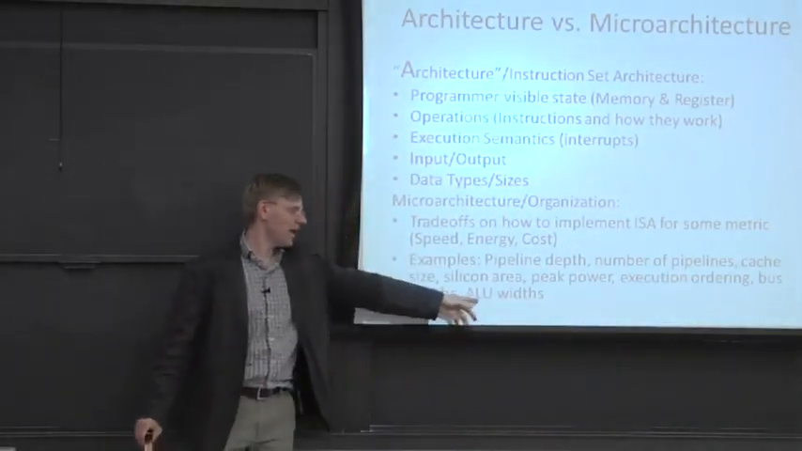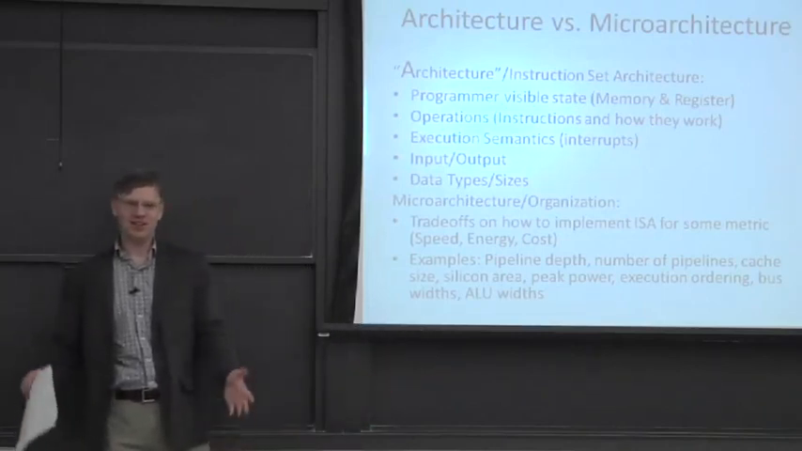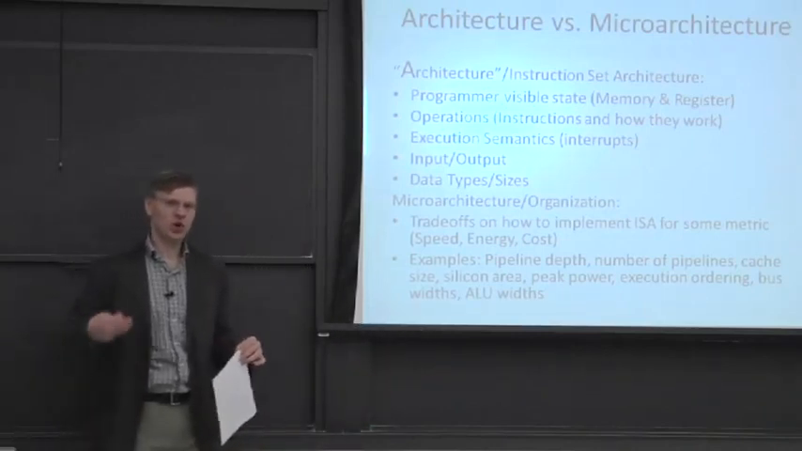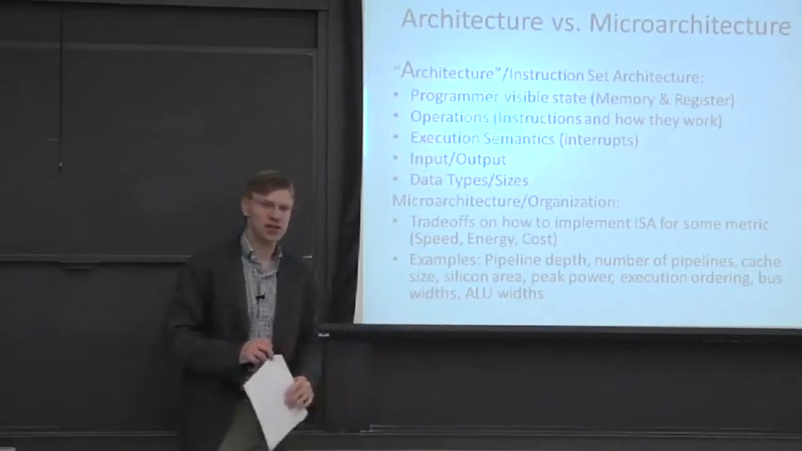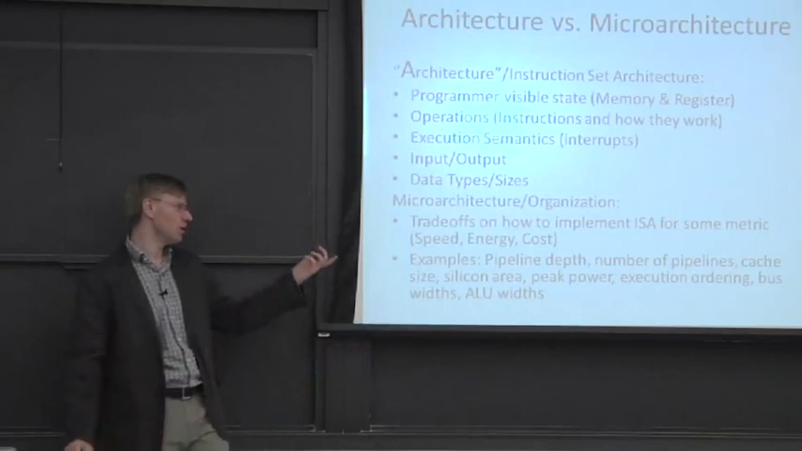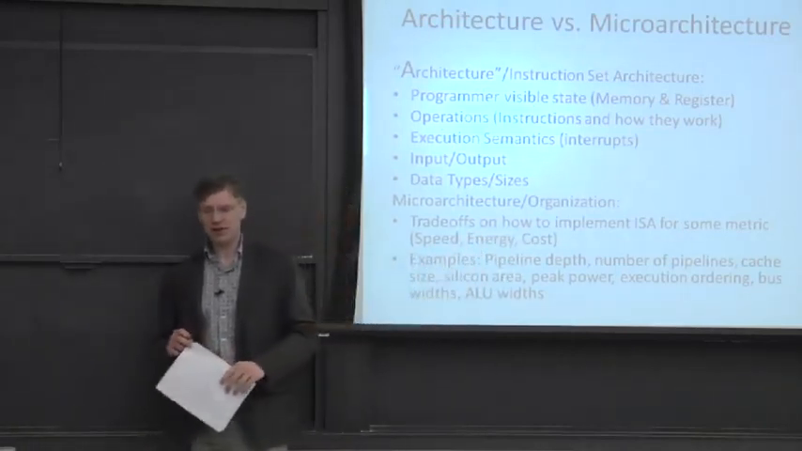Bus widths, ALU widths. If you have, let's say, a 64-bit machine, you can actually implement that as a bunch of 1-bit adders, for instance. And people have done things like that in the microarchitecture. And this allows you to build more expensive or less expensive versions of the same processor.